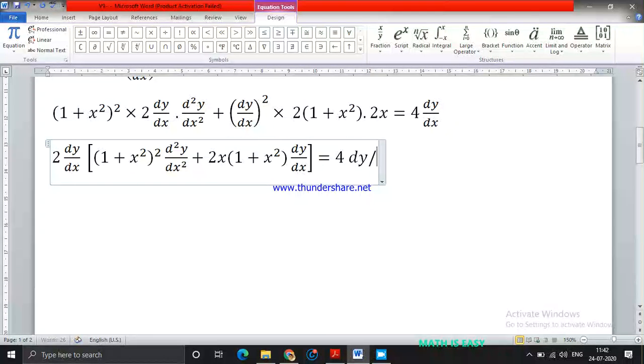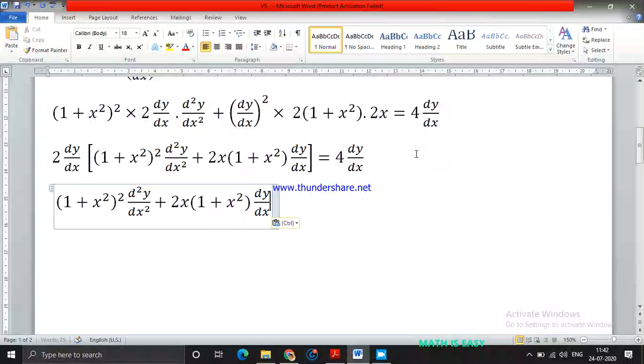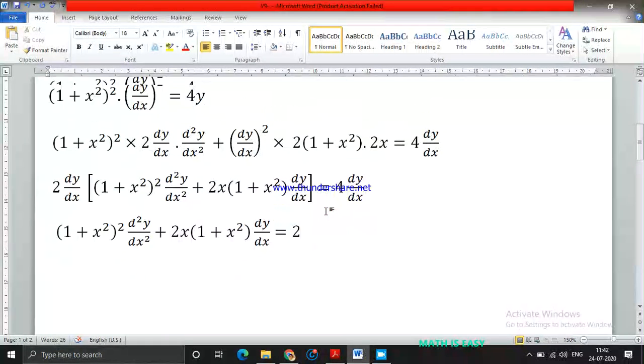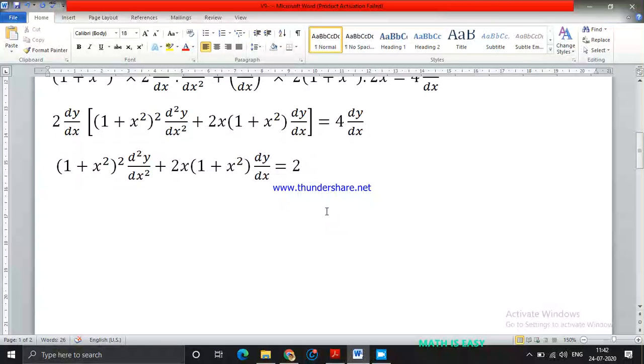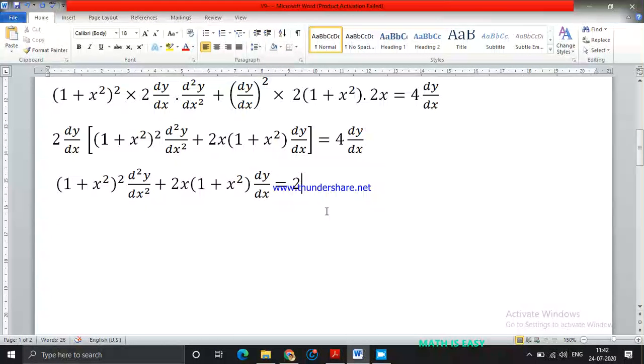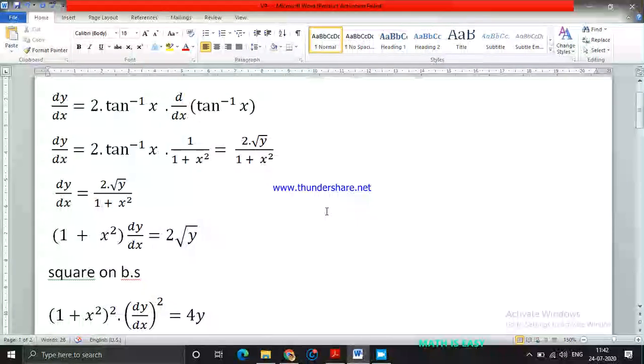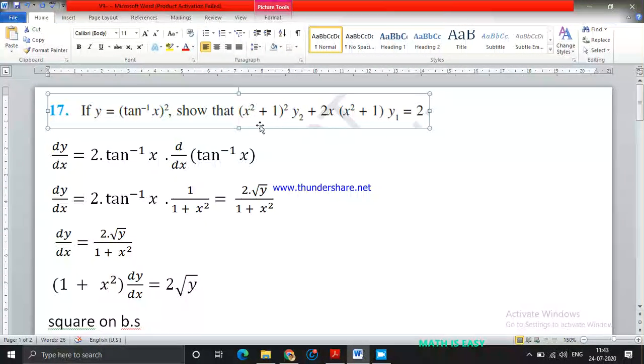4 dy upon dx. Now what you can say, on both the sides, this dy by dx, here also dy by dx will get cancelled, and 2 will get cancelled here twice. Now what you are left with here is finally, because dy by dx will get cancelled and on the RHS 2 and 2 will get cancelled. I think this is what you have to do, right? (1 plus x square) whole square d square y by dx square plus 2x into (1 plus x square) dy by dx is equal to 2. The same thing you have to prove.